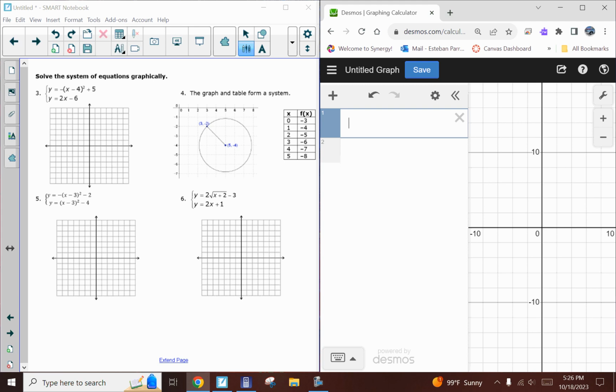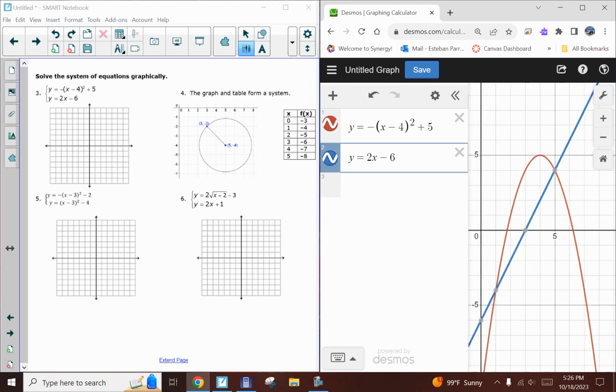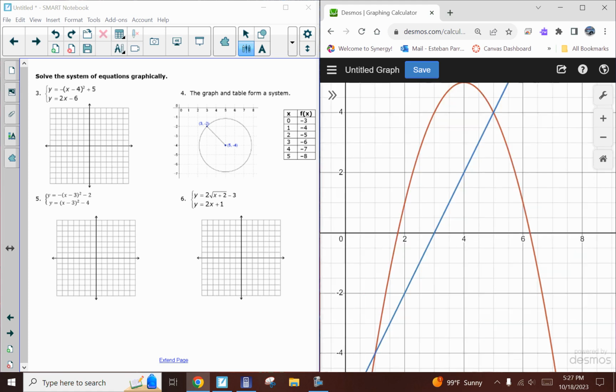So let me go into the next equation. Oops, I got to retype that. y equals negative parentheses x minus 4 squared plus 5. And the second equation is going to be y equals 2x minus 6. Now, I'm not really drawing this because I'm really just interested in where the two things cross each other. So it looks like they cross at those two locations. And again, Desmos is going to show you where they cross each other and where they cross the axis. So be careful with that because we only want where they cross each other. So the two answers are going to be at 5, 4 and the second answer is going to be at 1, -4.